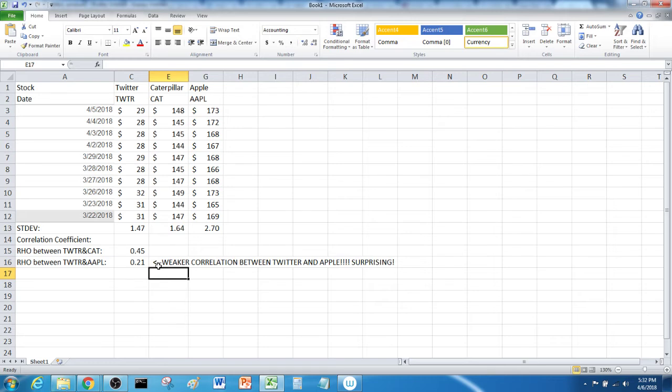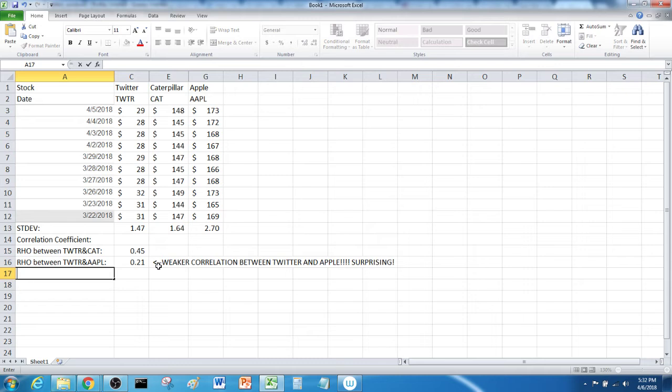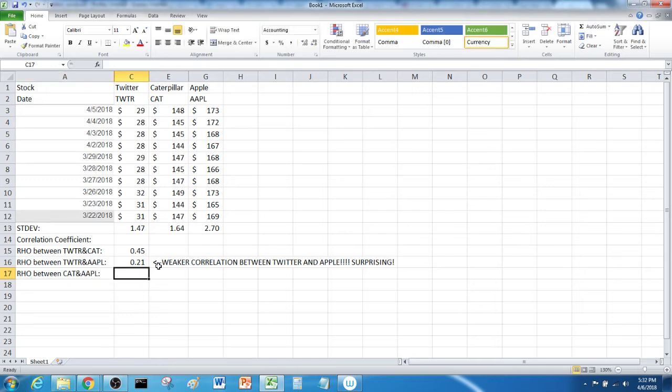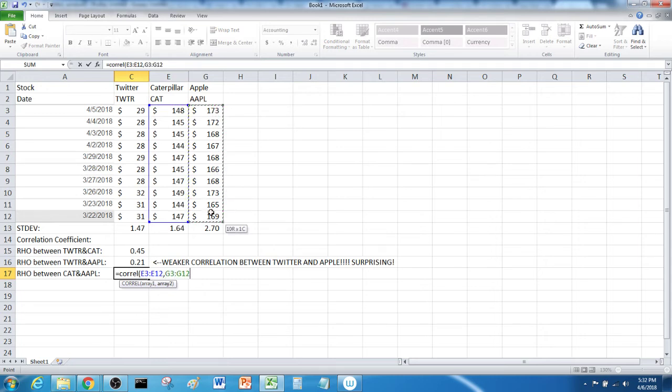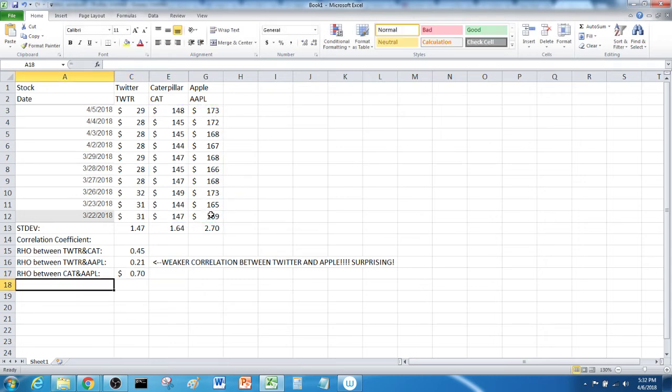Interesting. Okay. How about, let's just finish it out. So we'll do rho between, I already did Twitter, so we'll do Caterpillar and Apple. All right. So that'll be CORREL, Caterpillar, and then Apple. 0.7. So actually Caterpillar and Apple have the strongest correlation.